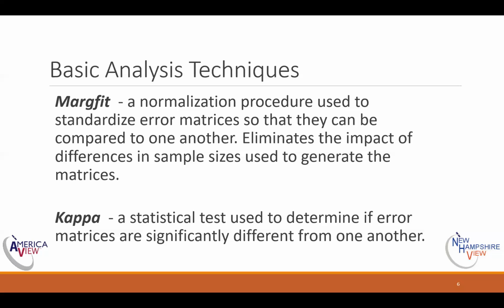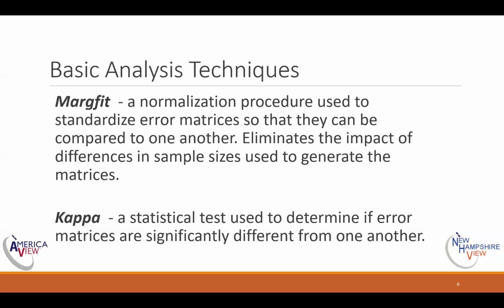Kappa allows you to do a statistical test to determine if error matrices are significantly different from each other. People have also adopted Kappa as a measure of accuracy, and it is, but that's where the controversy has occurred. So you'll see in some papers that you might read that people don't like the Kappa statistic for that reason. I like the Kappa statistic because it allows me to do this statistical test of significance.